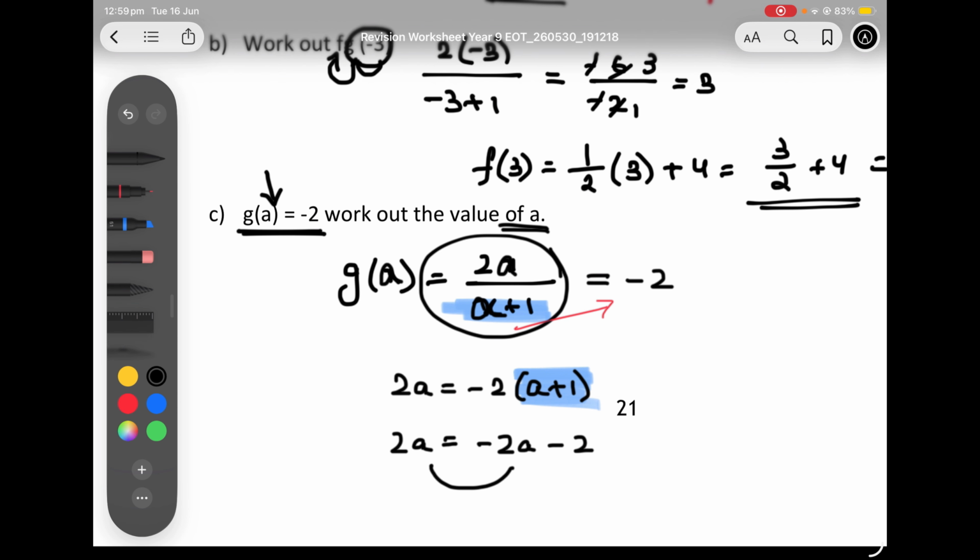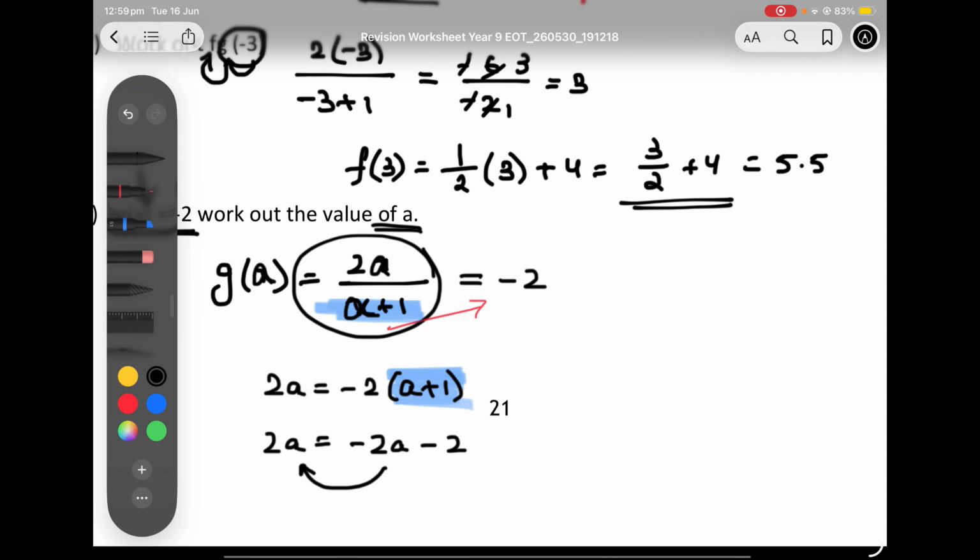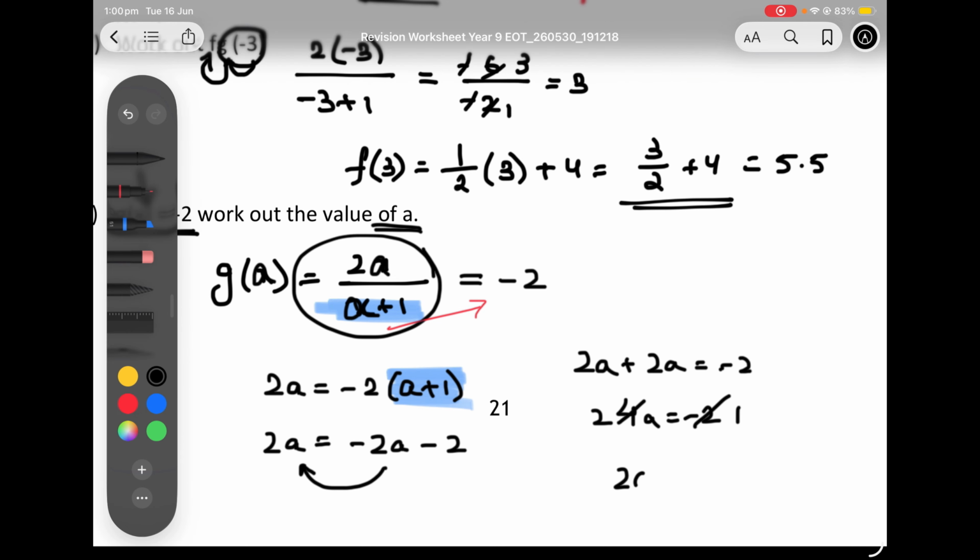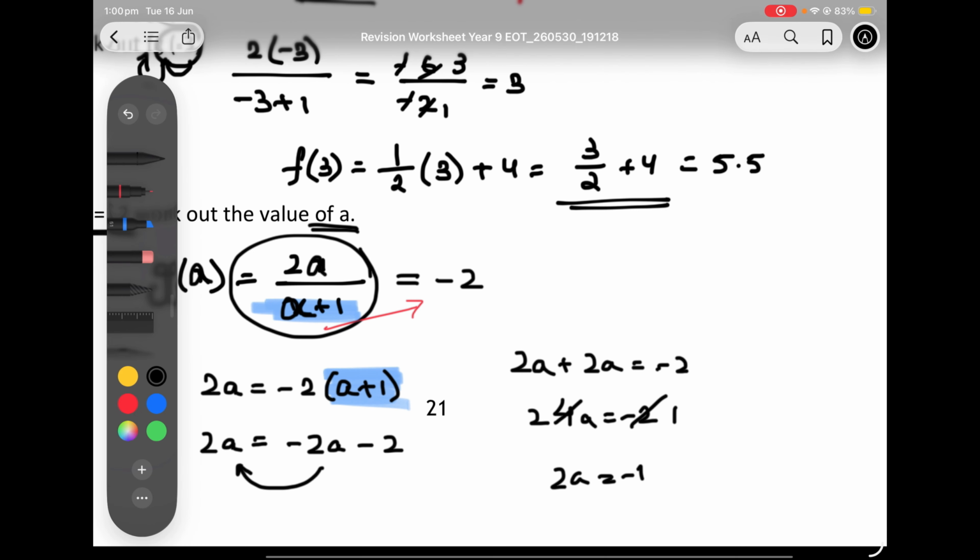Then I will bring all the a terms together like we do in algebra. 2a plus 2a is equal to minus 2. This becomes 4a is equal to minus 2. Sorry, 4 twos are 4, so 2a is equal to minus 1, and a is equal to minus 1 over 2 is what I get. It is a negative half that you have.